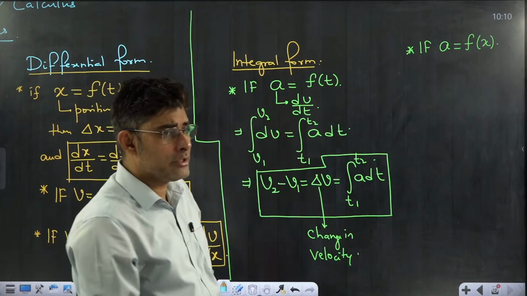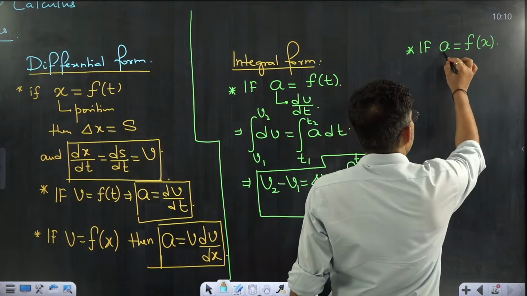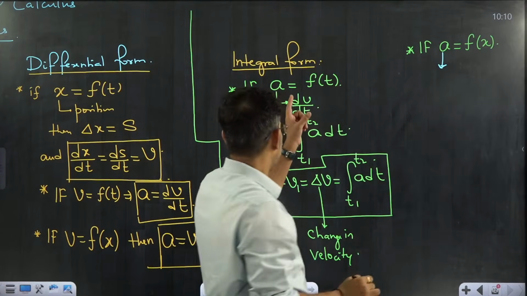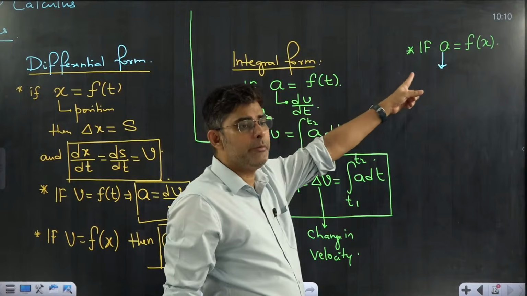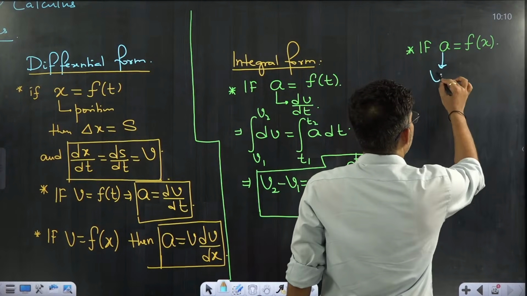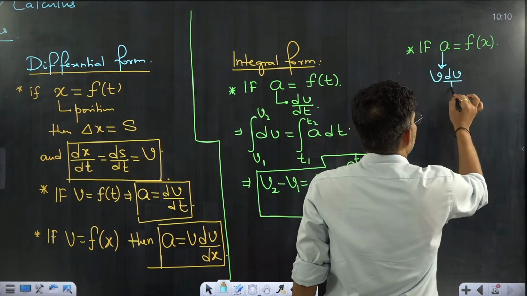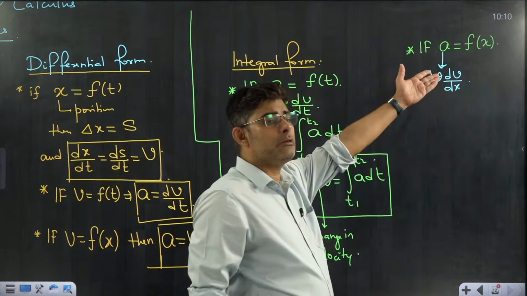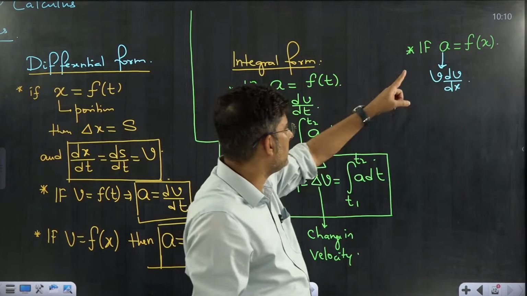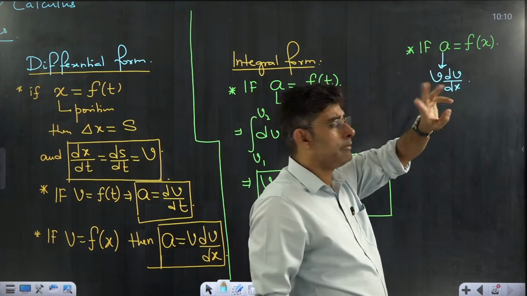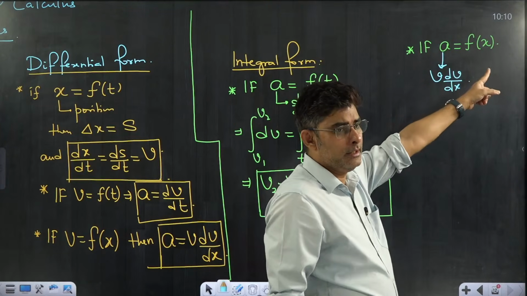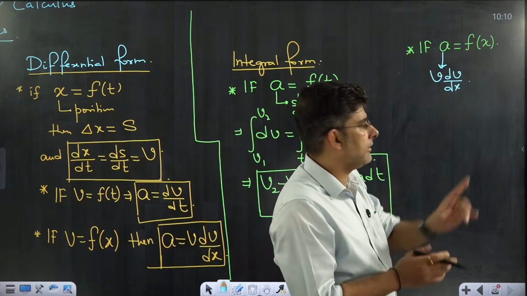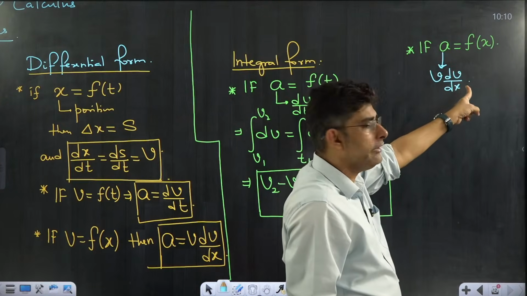If acceleration is a function of x, then we know two equations of acceleration, one is dv by dt and one is v dv by dx. So we can go by the form v dv by dx. Now you may think, sir, why are we not using acceleration as dv by dt? If you use dv by dt here, you will have three variables, velocity, time and x. But for integration, we need two variables. So that's why I am writing acceleration as v dv by dx.